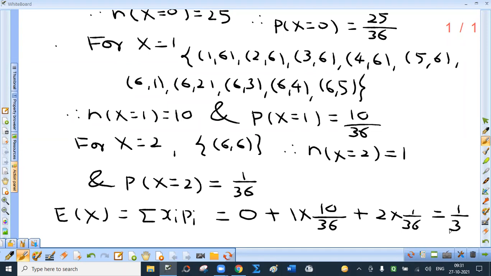See, in CET, you need not find P of X equal to 0 for expected value. Why? Because whatever may be the probability, 0 into is going to be 0. Actually, in board exam also, they should allow that, anyway it is going to be 0 into. So why to find the probability? But in board exam, I repeat, you have to write all this if you want full marks. Okay. So what is the expected value? The expectation of X is nothing but 1 upon 3.